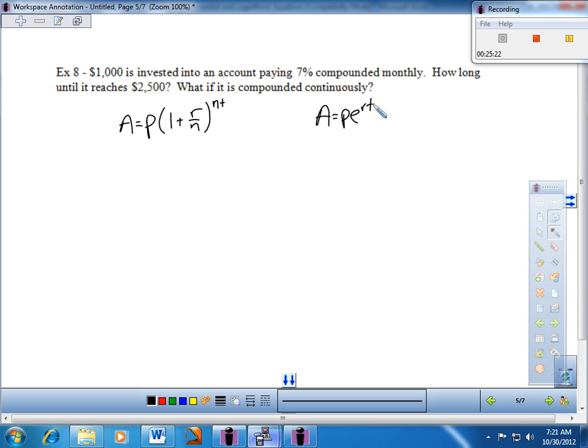All right, so we're going to just plug in all the information that we know here. We're going to kind of do it side by side and solve accordingly. So it looks like we start with $1,000. That's our principal. I have 1 plus 0.07 for our rate. Monthly means 12. We get 12 interest payments per year for a certain number of years, and we want to know how many years until that $1,000 reaches 2,500.